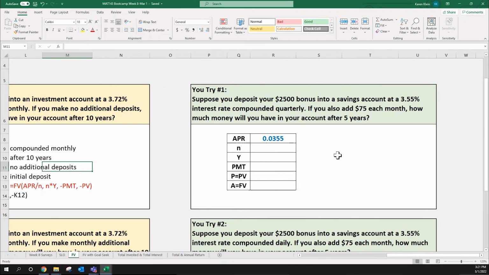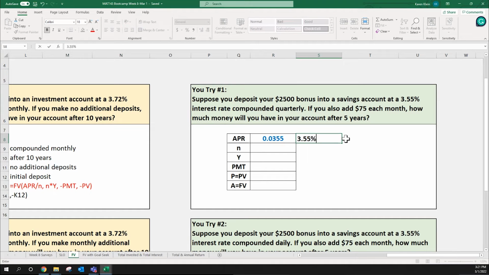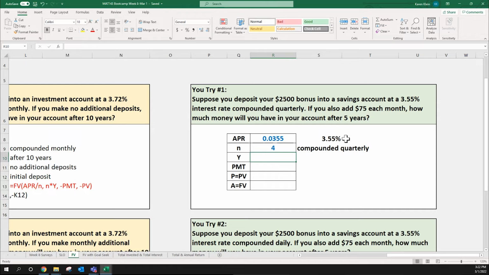Are you guys okay if I go ahead and get started working this one out? So we have 3.55% here. We are compounding quarterly, so that means our N is going to be 4. It says how much is in our account after 5 years, so we have our length of time for Y. Now my payment here is 75 and the initial deposit was 2,500.